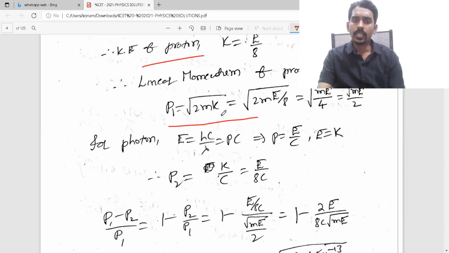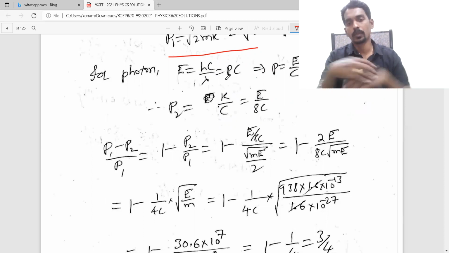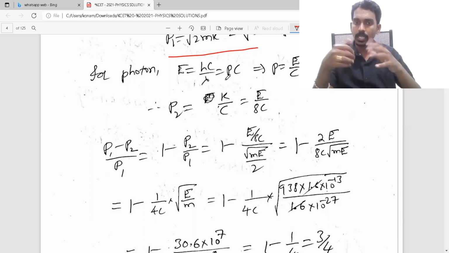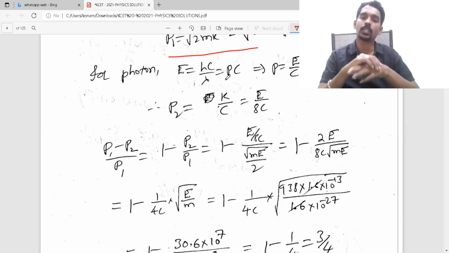So here k is E by 8, because they have given the condition. And another one, photon: E equal to hc by lambda equal to pc. So directly you will get the condition. E is also equal to pc, because E equal to mc square, mc into c, and mc is p. So the energy of a photon we can write as p into c.